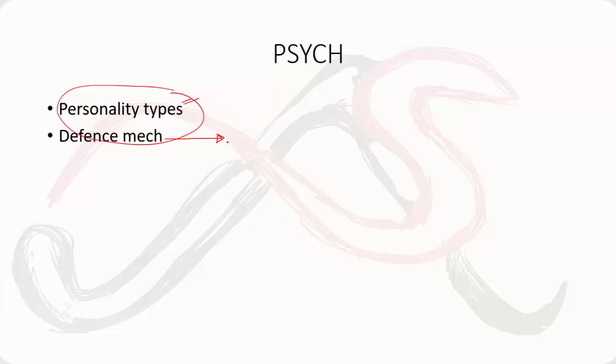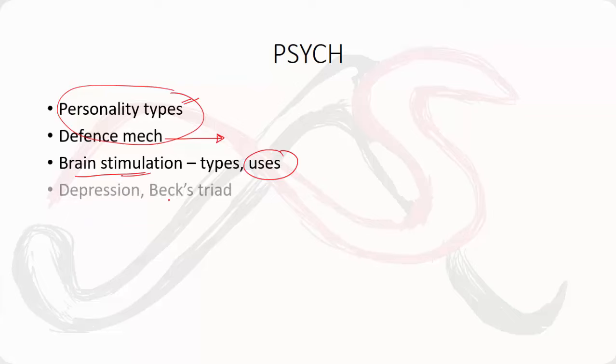So you have to know about the defense mechanisms in detail, the types of brain stimulation and the places and the specific clinical situations where they play an important role. Again, read in detail about depression, the various types of depression and Beck's triad. This was a question in the previous session, might as well be asked in the upcoming one. Read in detail about depression.